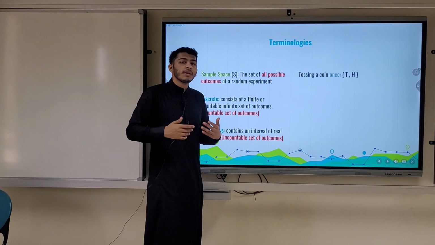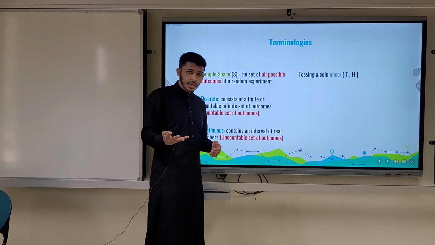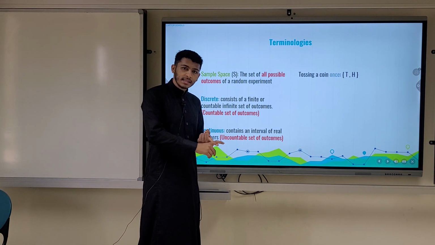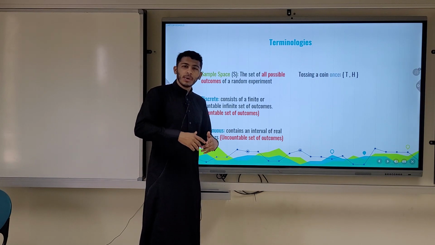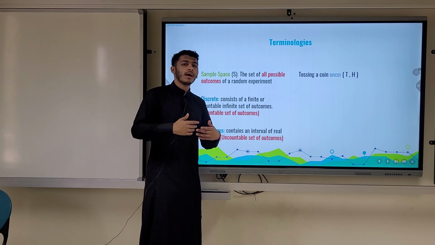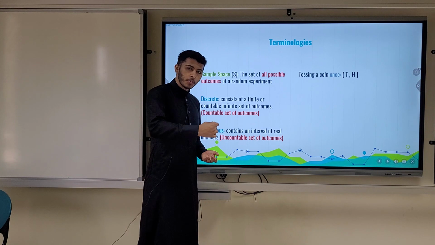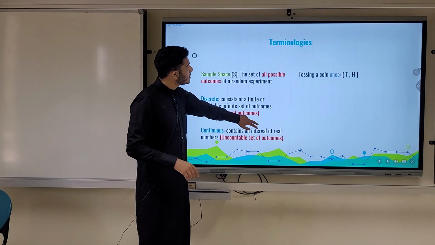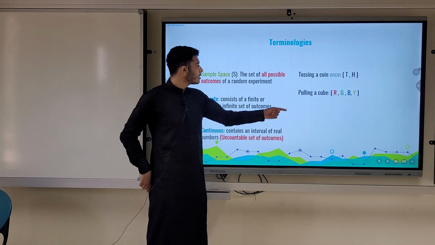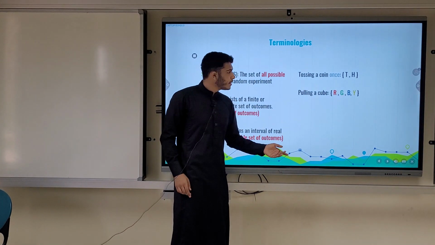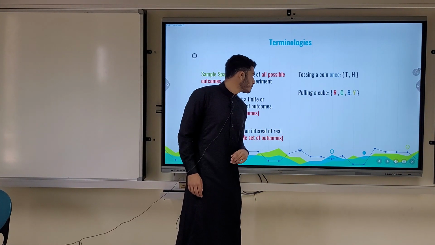So what are the possible outcomes? Let's say that we have 4 cubes. Each cube is a different color. Let's say it's red, green, blue, and yellow. So what is the sample space for the random experiment of pulling a cube from the bag? We're going to have a sample space that looks like this. So R denotes the red cube, G denotes the green cube, and so on.